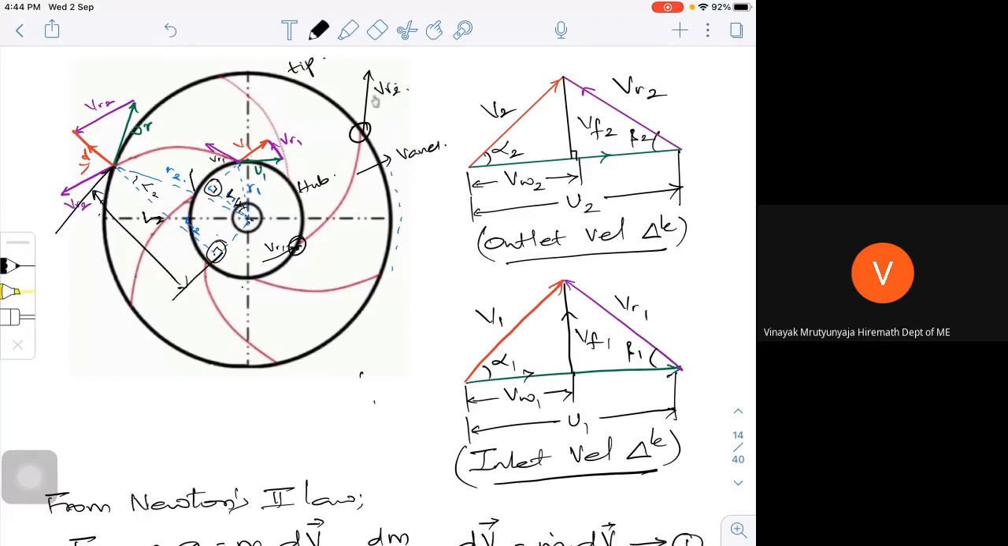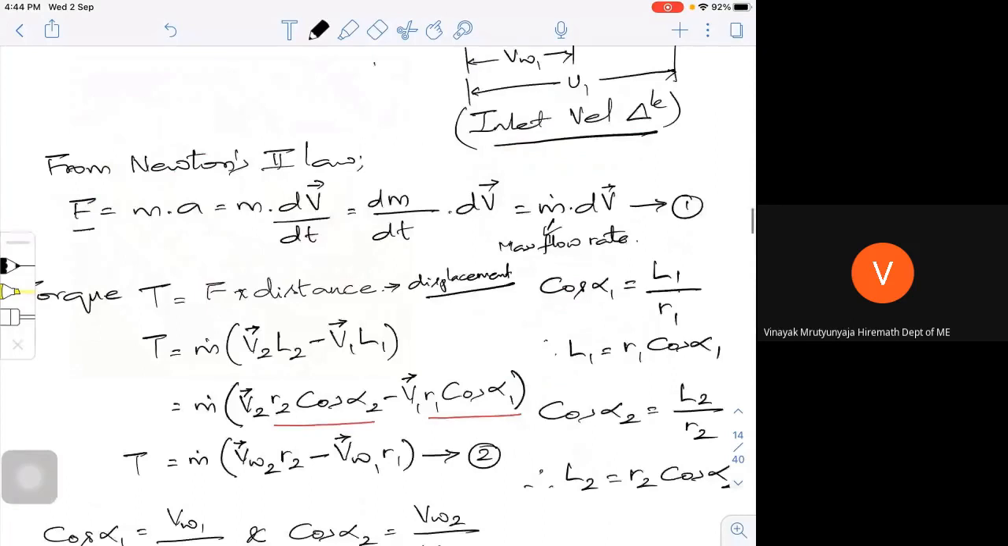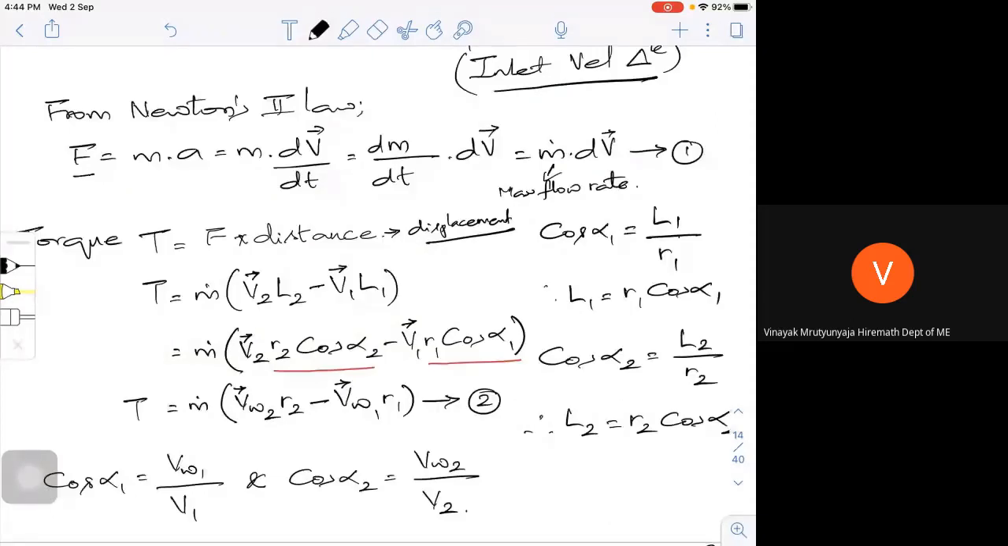Okay, that is your L2. That's what I am trying to explain. Your force into distance is your torque, what I am trying to apply. So here, what's happening? There is a torque between your hub and tip. That's why the mass flow rate into your velocity. See, outer to inner: at the outer I have higher velocity, at the inner I have lower velocity. That's why it is V2 into L2 minus V1 into L1.